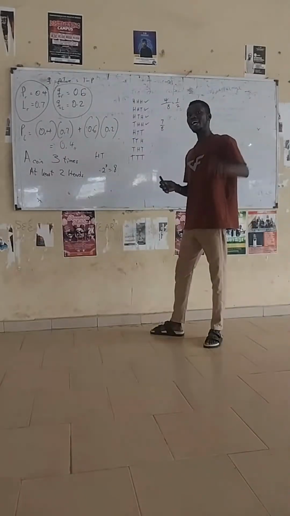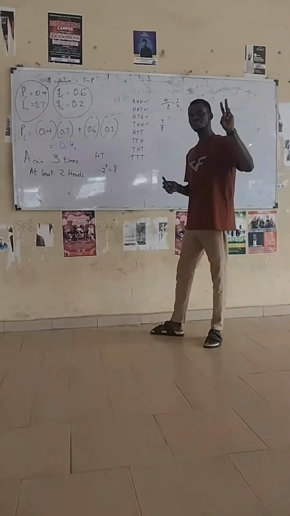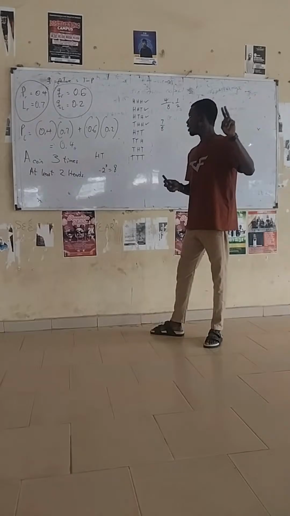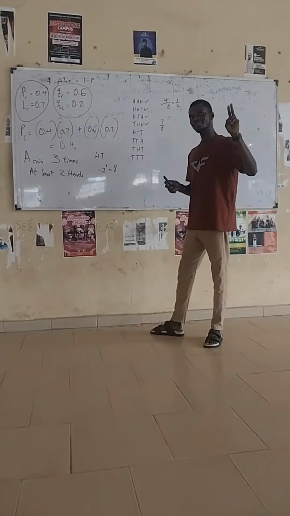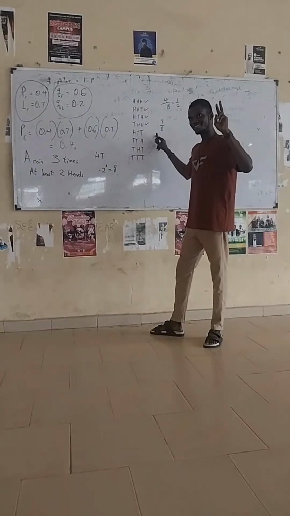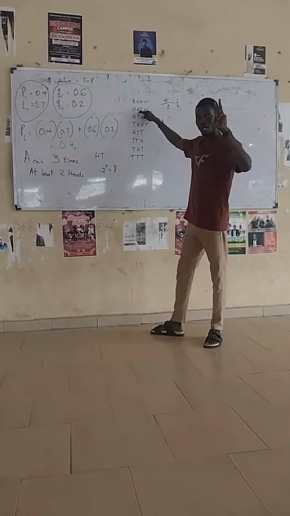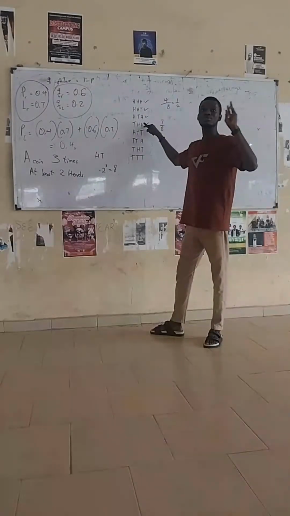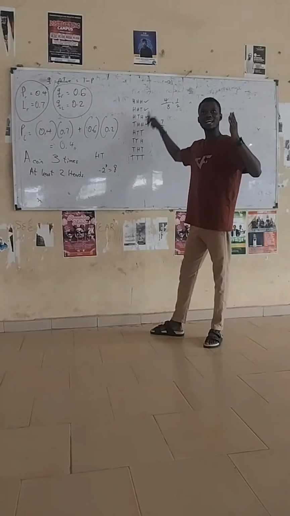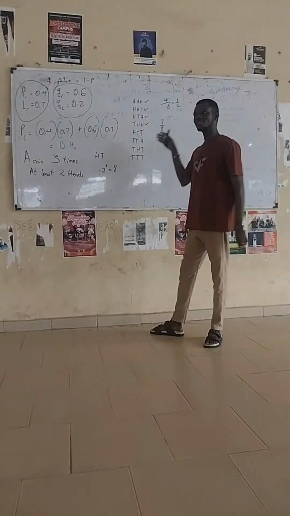Now, what's the probability of having exactly 3 heads? 1 over 8. Exactly 2 heads: 3 over 8. Exactly 2. 1, 2. 1, 2. 1, 2. That's 3 out of 8. Please, this is very important.